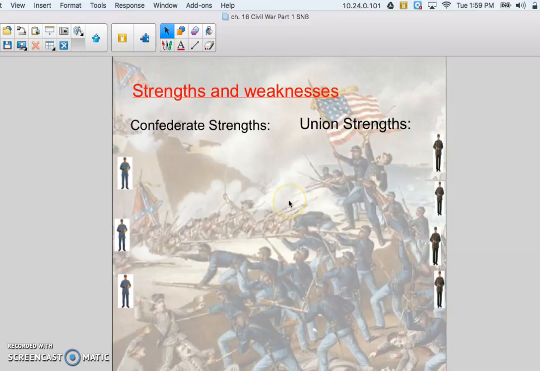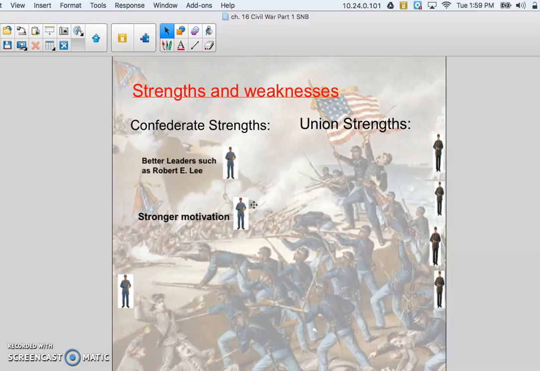Okay, let's talk strengths and weaknesses. We have 2 boxes on your sheet here. We'll start with the Confederacy. The Confederates had better leaders such as Robert E. Lee and Stonewall Jackson, just to keep it short. They had stronger motivation. They were fighting on their home soil. Most battles were fought in the South. They had knowledge of their land because most of the battles were fought there. They knew where all the hiding spots were, here, there, everywhere.